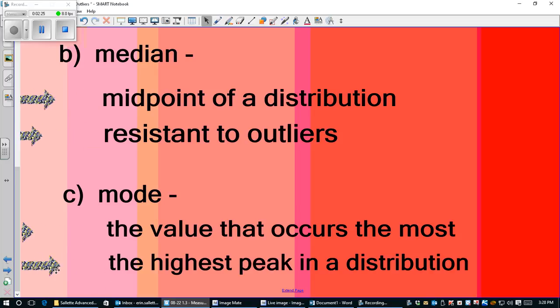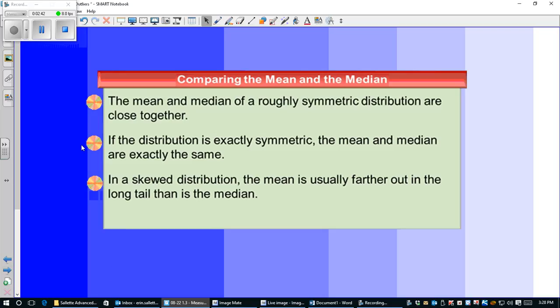So these are our measures of center. Let's talk about situations in which we would use the median or the mean and compare what those situations would look like. When we have a roughly symmetric distribution, the two values are close together. So one could use one or the other, whichever would be easier to calculate. If the distribution is exactly symmetric, then the mean and the median are exactly the same value. So when you have a roughly symmetric or exactly symmetric distribution, either one would be a good measure of center.